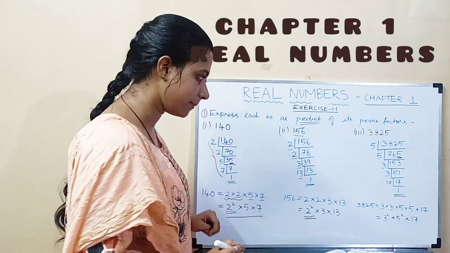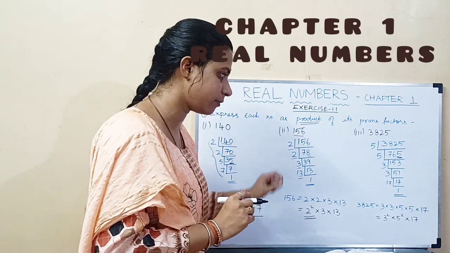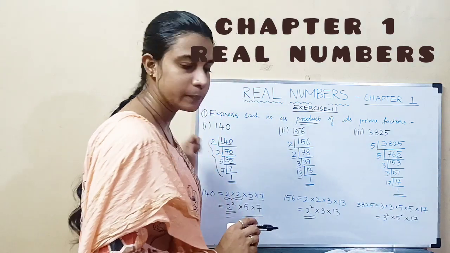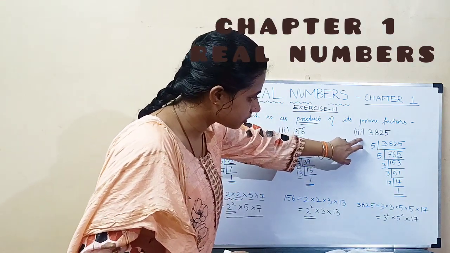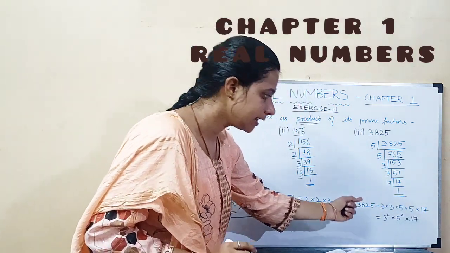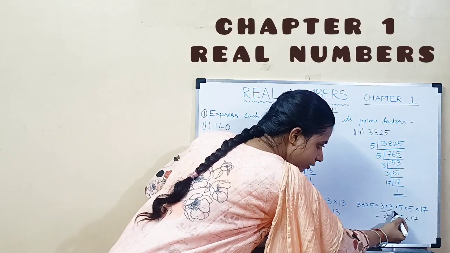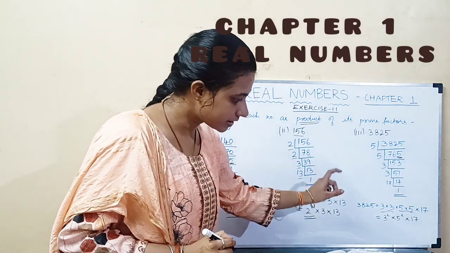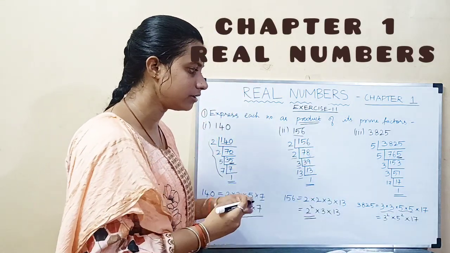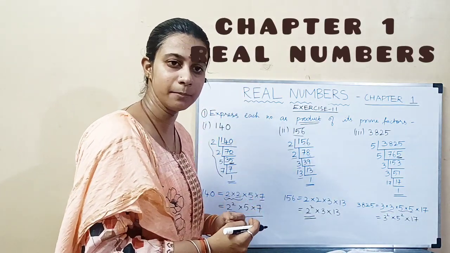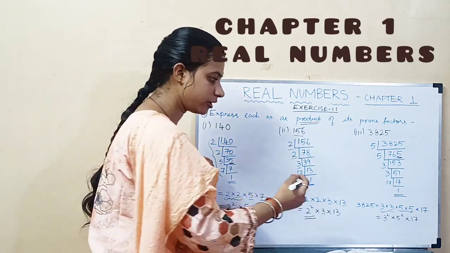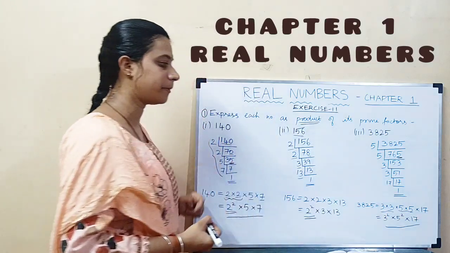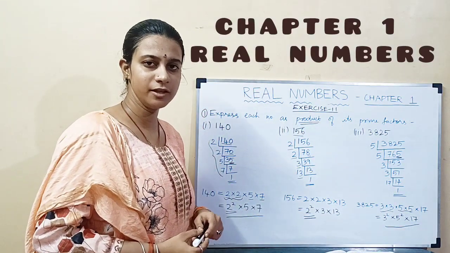17 itself is a prime. So obviously this is the last step of this prime factorization. 17 into 1, 17. Now we can represent 3825 as 3 into 3 into 5 into 5 into 17. Now this is not the simplest form, so we combine all the same and repeating prime factors and we put it in the exponential form. So 3 power 2 into 5 power 2 into 17 will be the final solution.